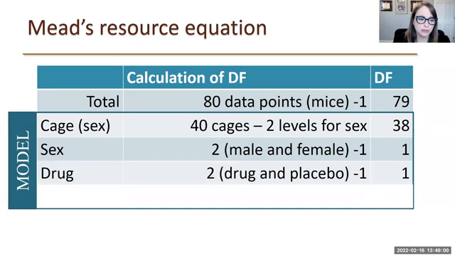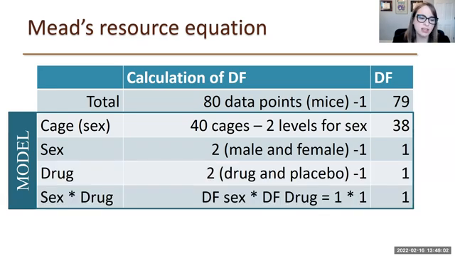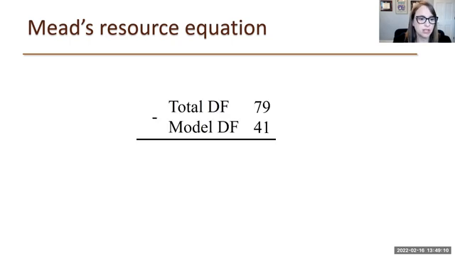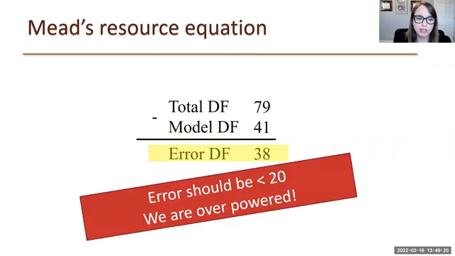Same procedure for drug. Then if we look at the interaction, it's the degrees of freedom for sex times the degrees of freedom for drug, so 1 times 1 is 1. If we add all of these up, we have the 79 total minus the 41 from our model. And so our error degrees of freedom is 38 in this original experiment. So essentially, we are overpowered. Our error term is above 20.